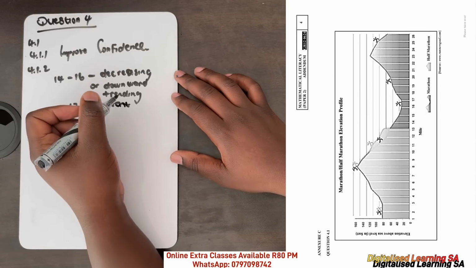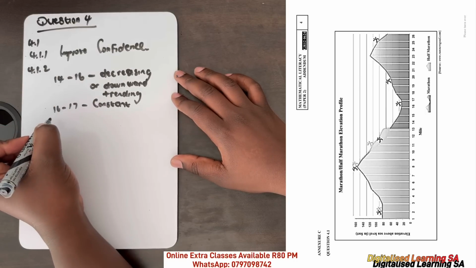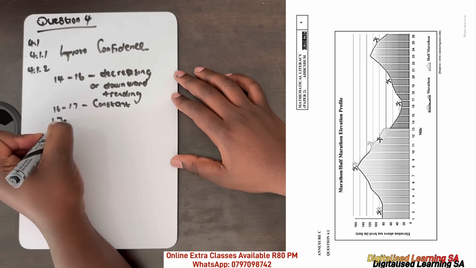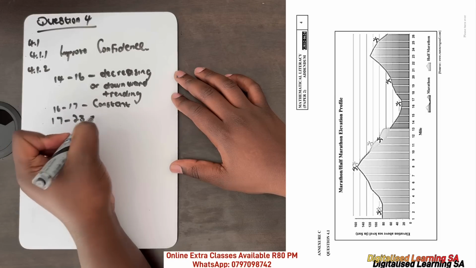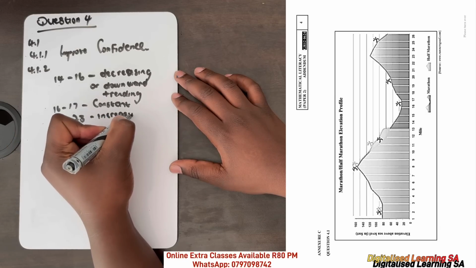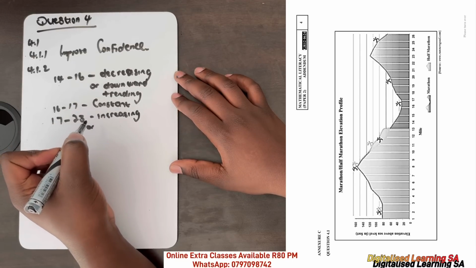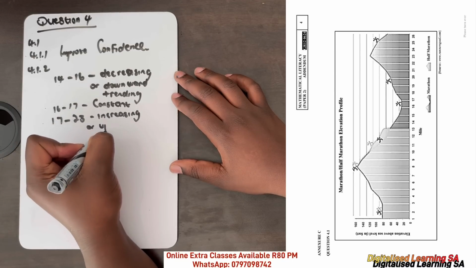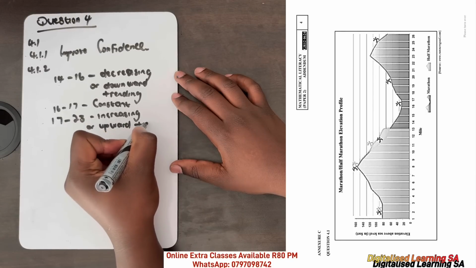It is not increasing, or it is not decreasing. It is constant. It is flat. And then from 17 to 23, we can see that the graph is increasing, which is another way of saying the graph is upward trending.